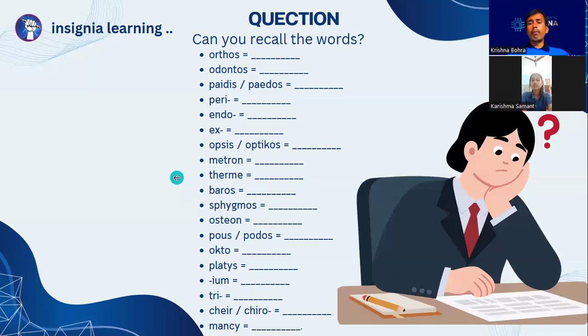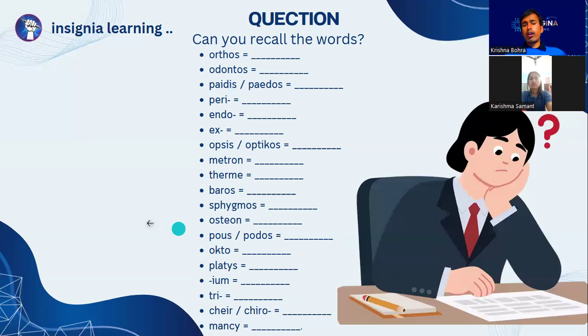Can you tell me what thermo means? Thermo means heat. Wonderful answer, excellent. Can you tell what baro means? Baro means pressure. Wow, excellent. Can you tell what sphygmo means? It is related to the blood. We have systolic and diastolic pressure, so it is related to blood pressure. Sphygmomanometer basically measures our blood pressure.